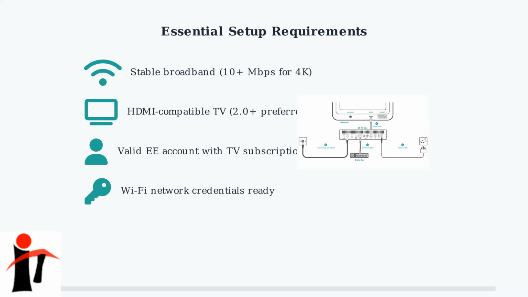Connect the HDMI cable to your television, the aerial cable to the wall socket, Ethernet cable to your Brightbox router, and the power cable to a wall outlet. Each connection is essential for proper functionality.